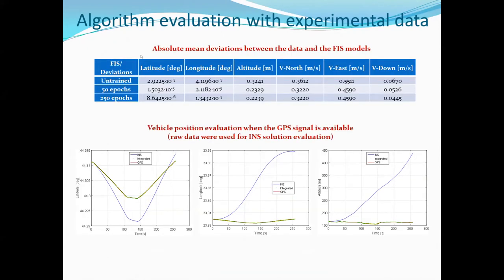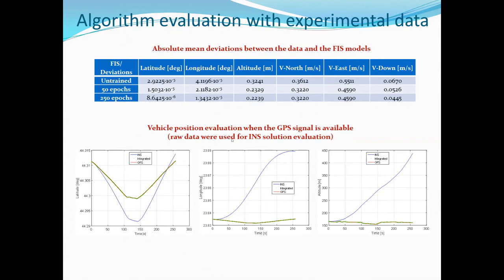After we trained the adaptive neurofuzzy inference system, we made some simulations related to the evaluation of absolute mean deviations between the data and the fuzzy inference system models. And you can see here the values obtained for different stages of training, untrained, after 50 epochs and so on. Also, we can see here the vehicle position evaluation when the GPS signal is available.